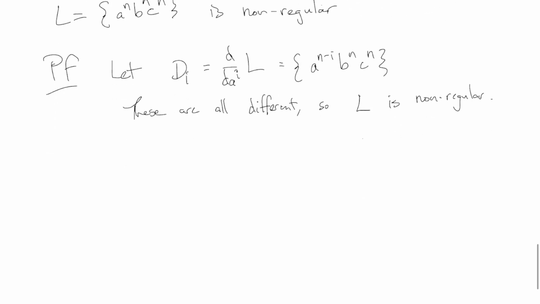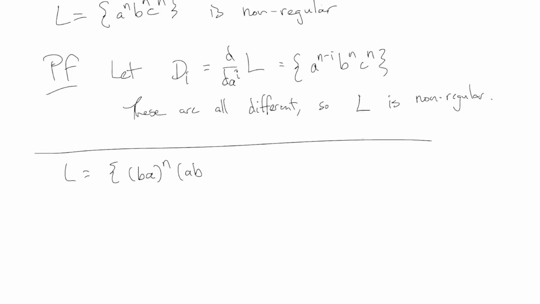Let's try another one, slightly different. How about L is (BA)^n (AB)^n. We want to do something similar. Really, the only thing that you need to think through is just what should I be taking the derivative with?